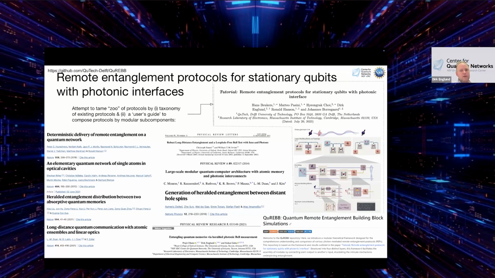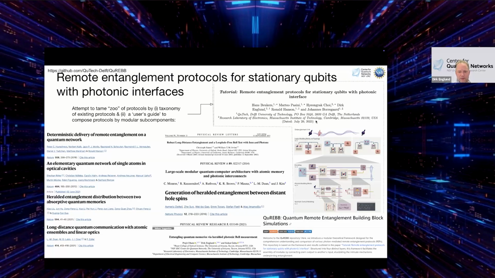There's a whole zoo of entanglement protocols for stationary qubits with photonic interfaces, like the atomic transitions of these atomic defect states. And growing up in this field, we always felt there ought to be some taxonomy to categorize all these different ways of entanglement distribution with stationary qubits with spin-photon interfaces. That led us to write a tutorial that I want to get to here: remote entanglement protocols for stationary qubits with photonic interfaces.